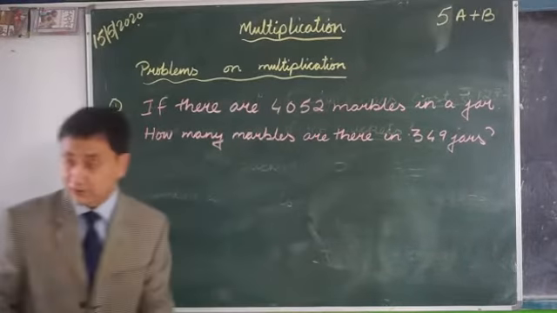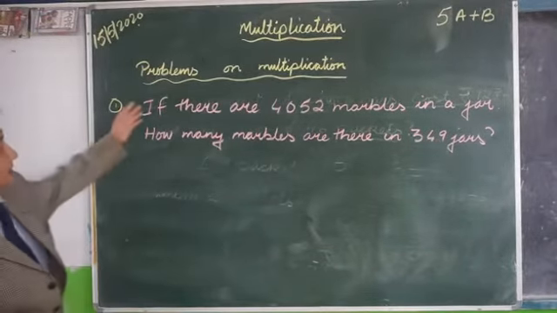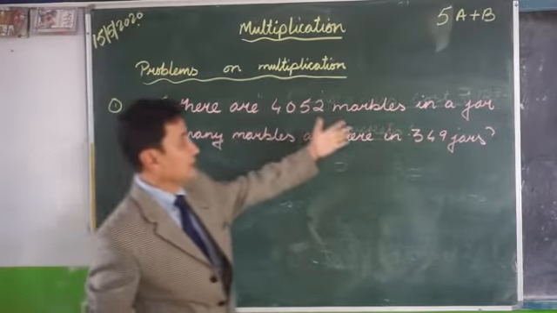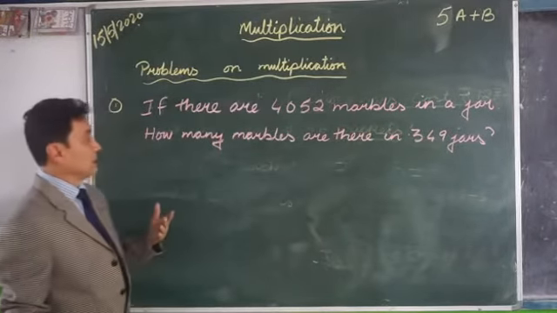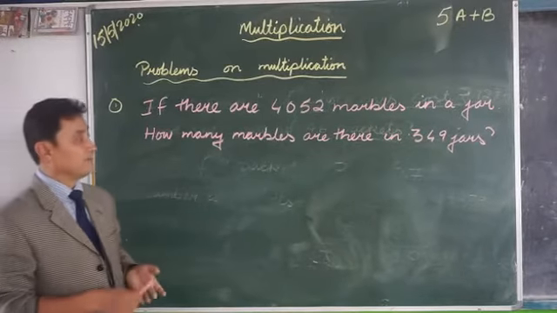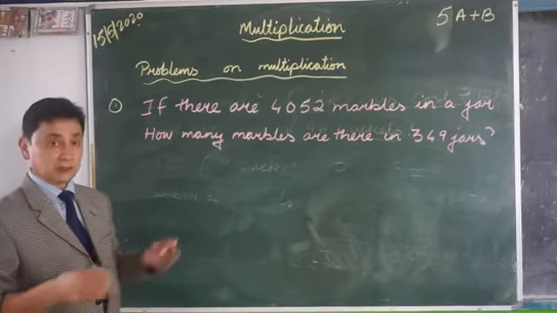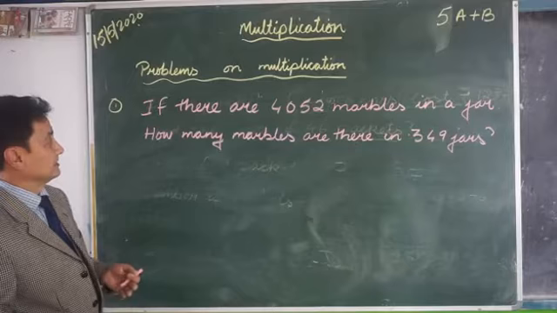Okay, so we have written the question. Let me read the question once more. If there are 4,052 marbles in one jar, we have to find out how many marbles there are in 349 jars. Now let's try and write the statements.